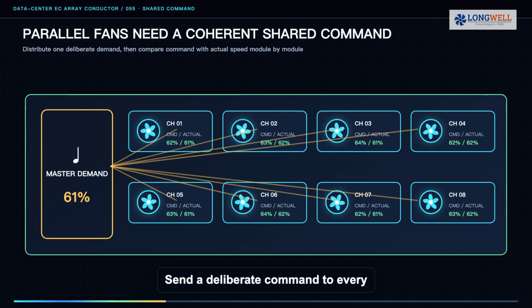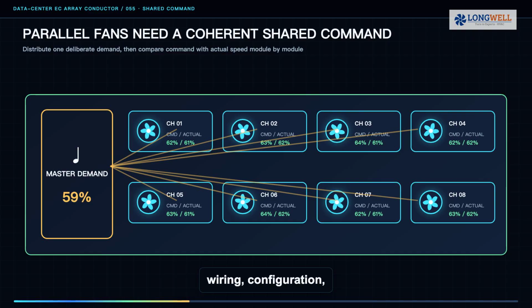Send a deliberate command to every active module and compare requested speed with actual response. Small differences may be normal, but a persistent mismatch points to wiring, configuration, obstruction, or a module fault. Do not let independent trims fight unless the final controller design explicitly coordinates them.